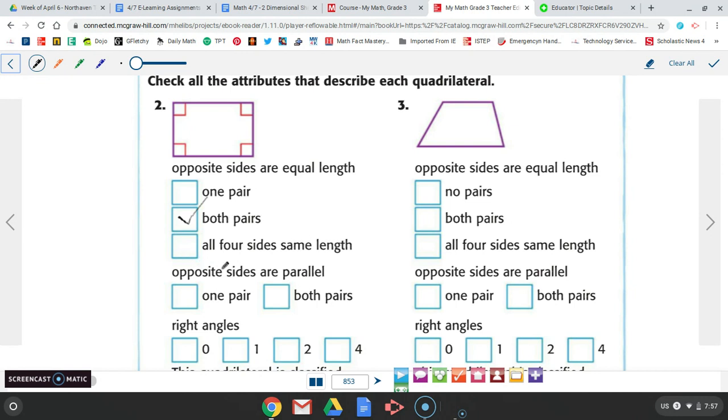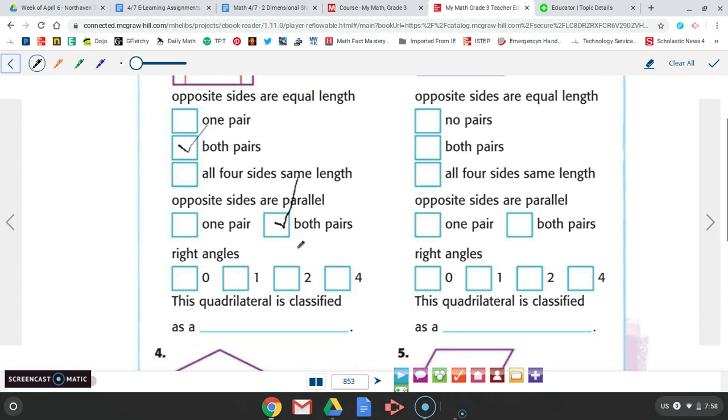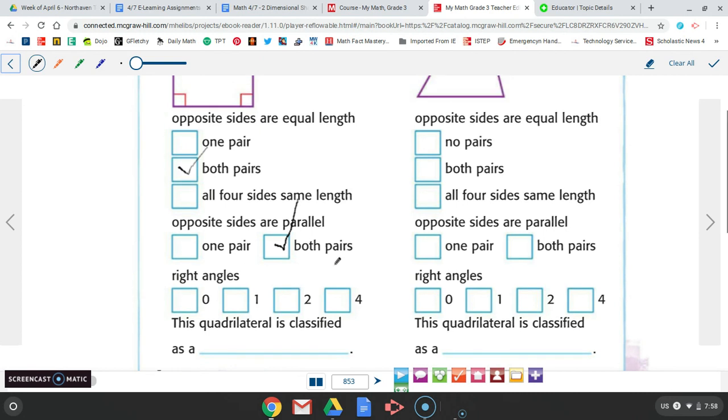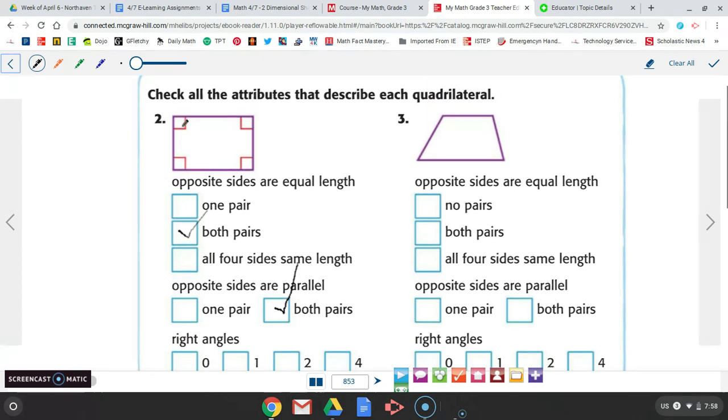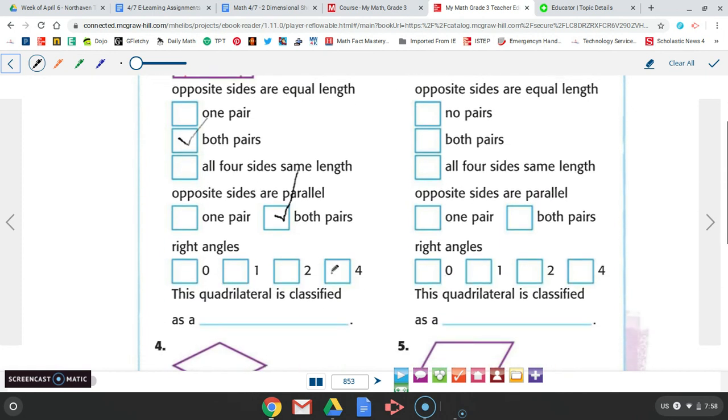Then it says opposite sides are parallel. Is it just one pair of sides that are parallel or both pairs? Well, top and bottom are parallel. They will never touch. And then the right and left are parallel and they will never touch. So that's both pairs. Next, we're looking for right angles. They want to know how many right angles this shape has. Well, I see 1, 2, 3, 4. So I would check that there are 4 sets of right angles.